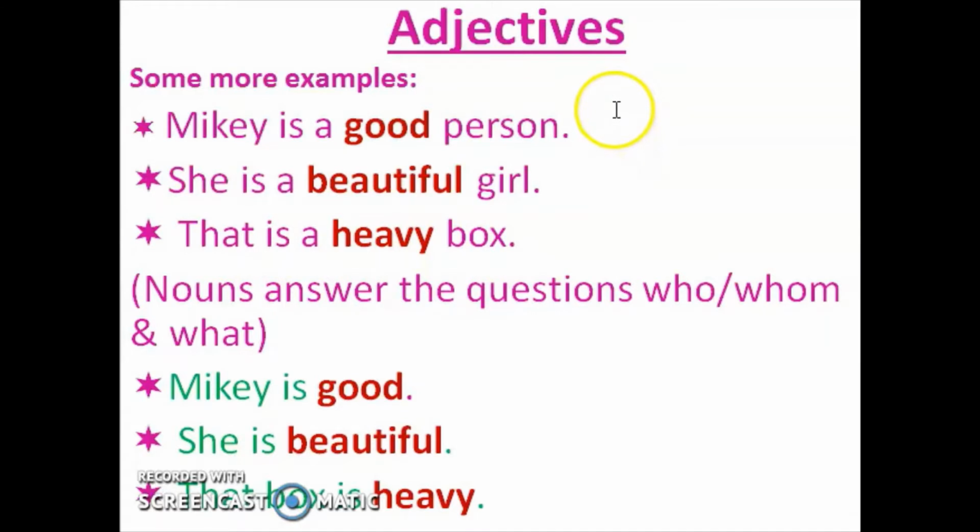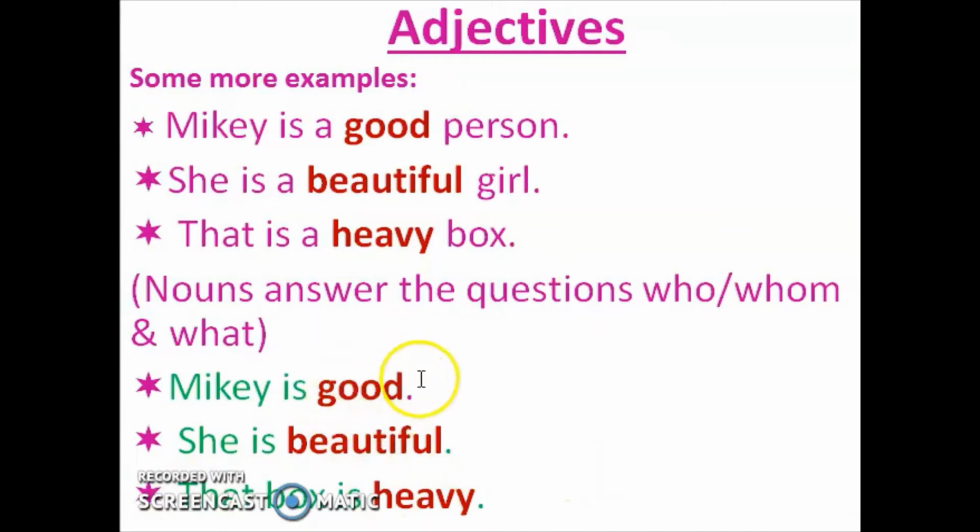In the first sentence, Mikey is a good person, the word good describes the noun person, and hence good becomes an adjective. In the second example, the word beautiful describes the noun girl and hence is an adjective. In the sentence, that is a heavy box, the word heavy describes the box, which is a noun, and hence is an adjective.